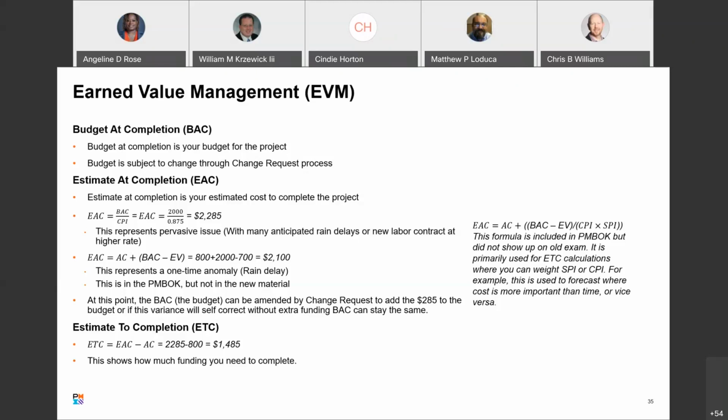Matt, I can't remember what ETC stands for. Can you chime in really quick? It's estimate to completion. It's right there, the bottom one. But just an FYI on that, the first estimate at completion calculation is in the new material, but the second one for the one-time anomaly is not, so I don't know if it'll be there. The last one is in the PMBOK, but I've never talked to anybody who had that on their exam. So probably you don't need that very last one.